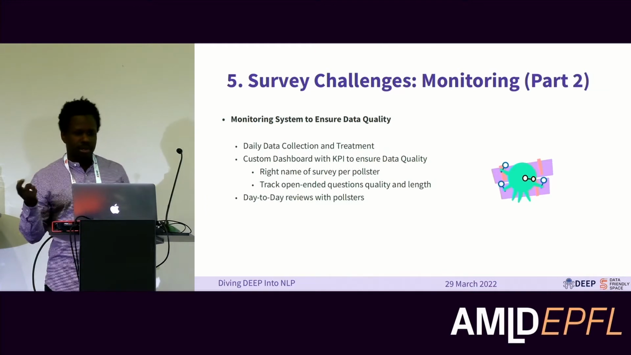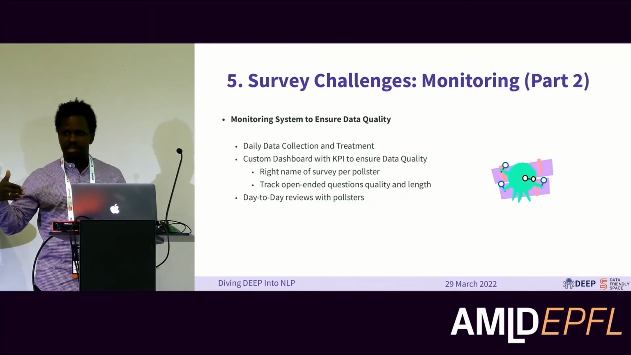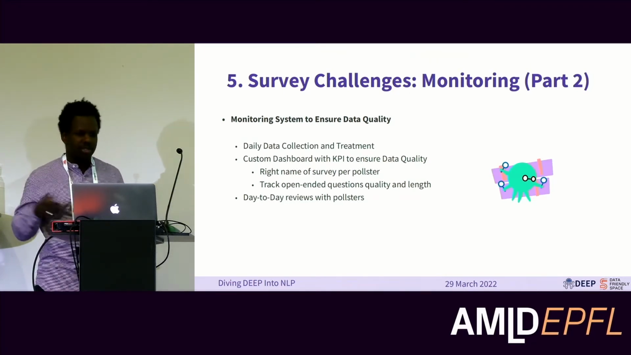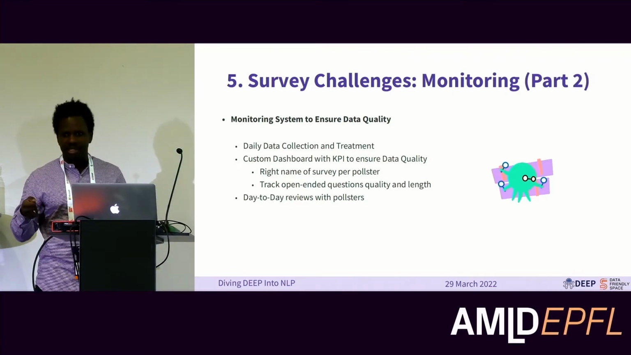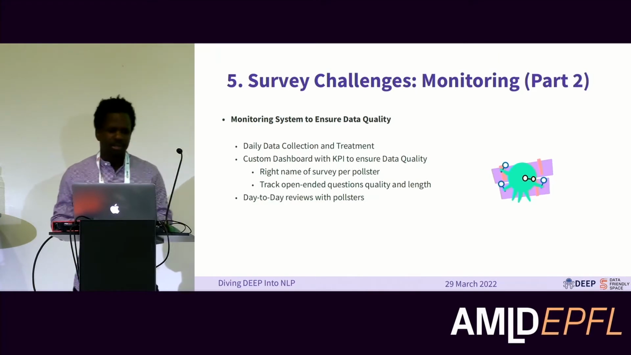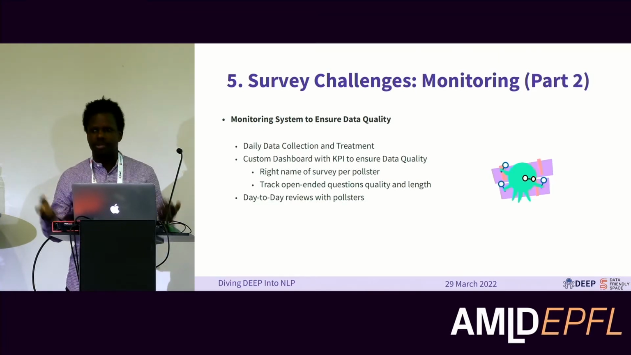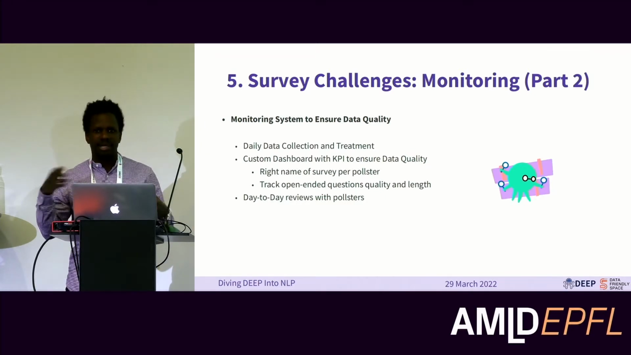And also track open-ended questions. Because the survey is long, some pollsters just want to finish the survey as quickly as possible. So sometimes we have to check that there is enough text. Because for me particularly, if you want to work with NLP, you need a lot of textual data. And also, you have day-to-day reviews with pollsters. Every day, you check what they have done and send them guidance so they can improve their work day by day.